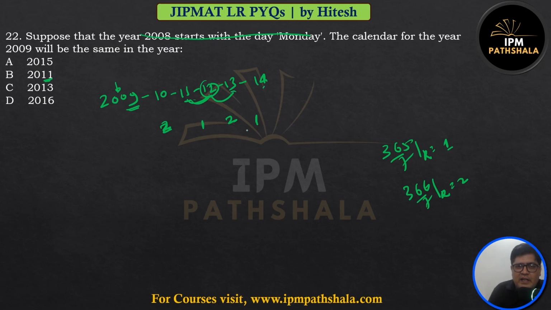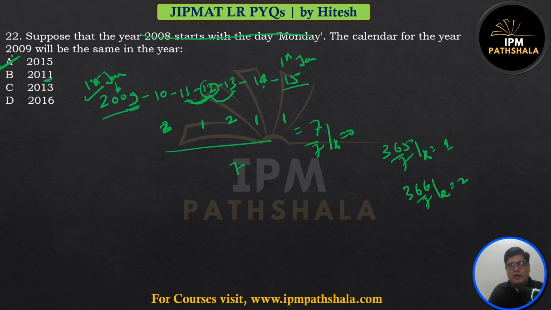So this is remainder 6. From this to 15, remainder 1. You see, the addition of these numbers is 7. That means there is no remainder. So whatever was the 1st of January here, it will be the same day here. So the 2009 calendar and the 2015 calendar will look identical. Here there were remainders. Here there is no remainder.